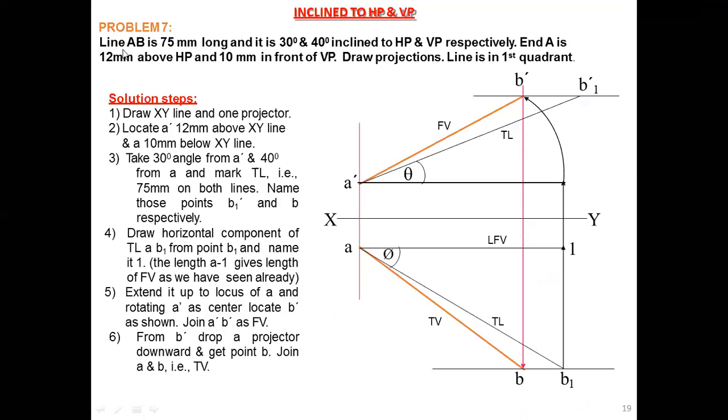See here, line AB is 75 mm long. It is inclined 30 degrees and 40 degrees to HP and VP. Means line AB, which is 75 mm true length, is inclined to HP at 30 degrees and to VP at 40 degrees. 30 degrees and 40 degrees to HP and VP means 30 degrees to HP, 40 degrees to VP, respectively.